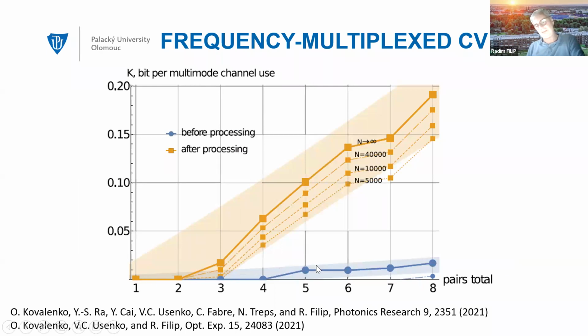You see, without the elimination, there was a barely visible secure key rate, which didn't increase with the number of entangled pairs at different frequencies. But once we apply this crosstalk cancellation, we actually got quite a steep increase of the secure key rate. It means it really paid off, and it's simple data processing which we have to do in addition to the homodyne measurements which we use for CVQKD.